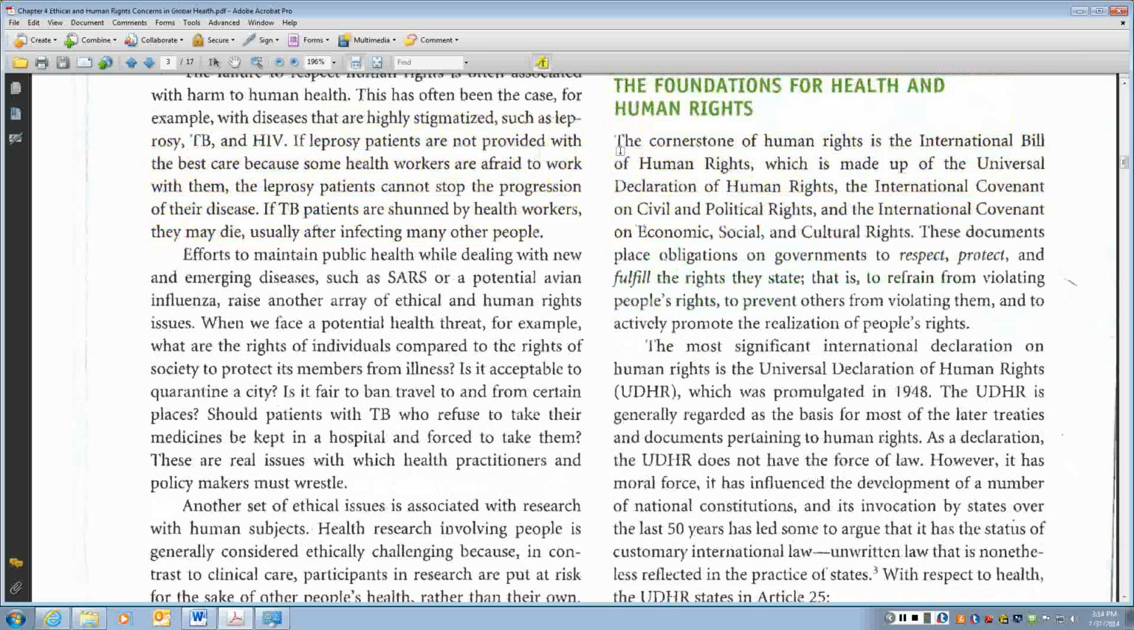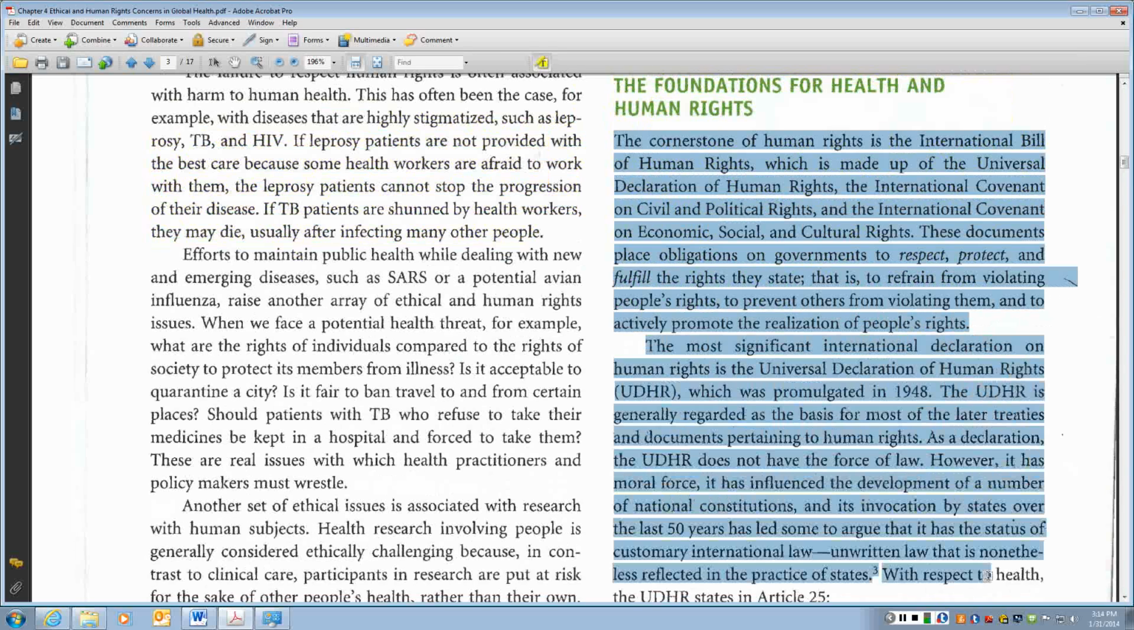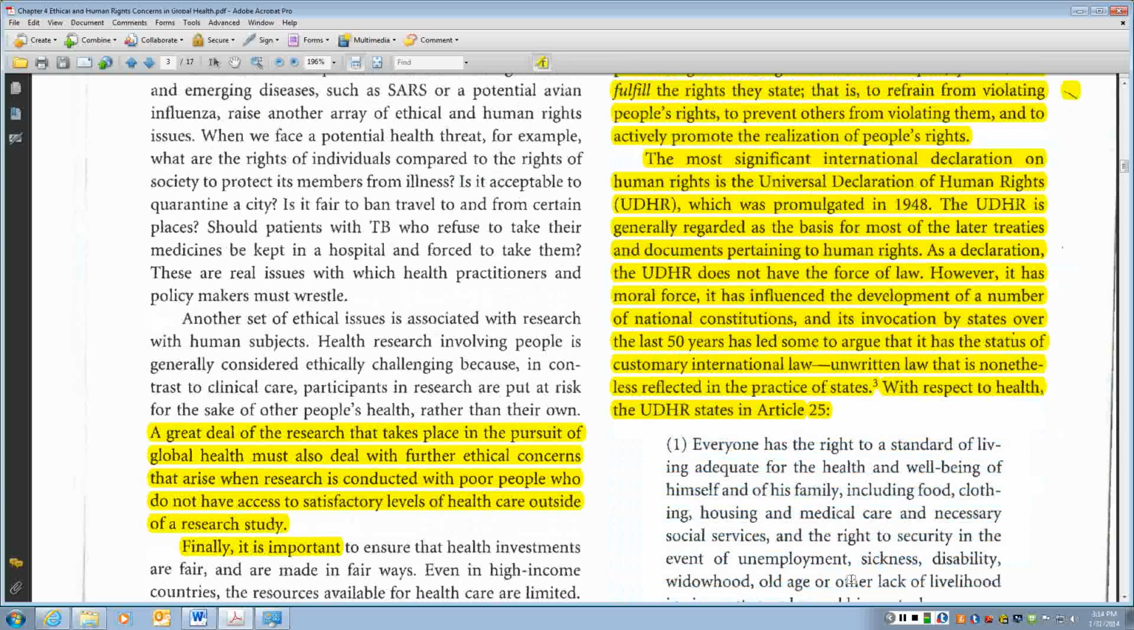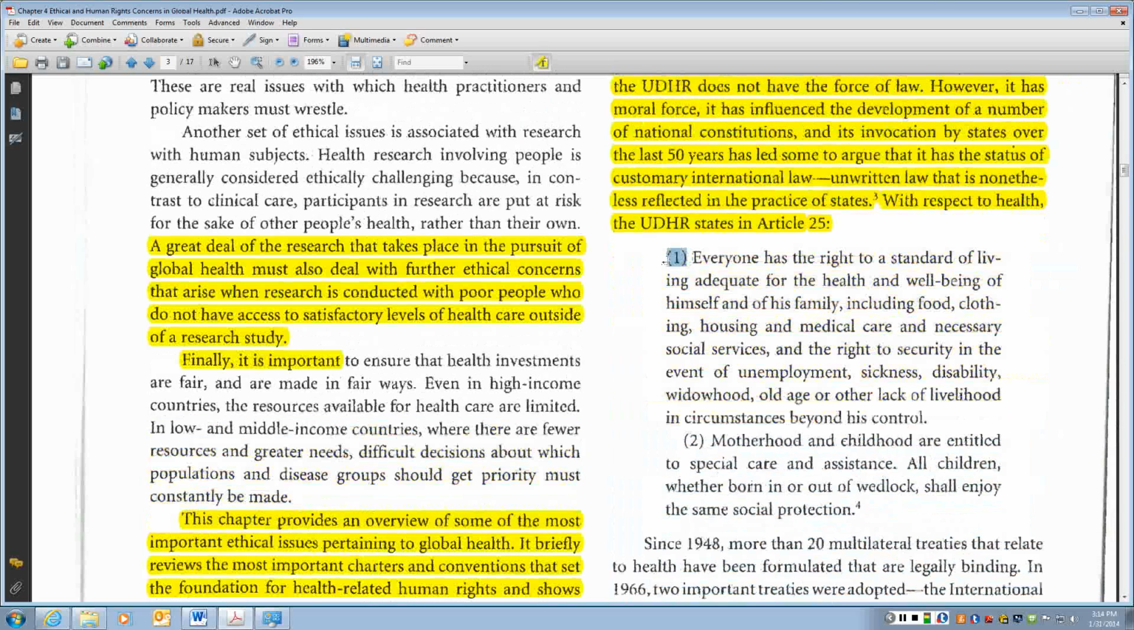Now, here we get into the International Bill of Human Rights, and this whole section deals with where these declarations came from and what they're really saying. And these are summed up in 1 and 2 here. And if you look at this, think how subjective these things are. A standard of living adequate for the health and well-being of himself, his family. What exactly does that mean? What kind of standard of living is that?